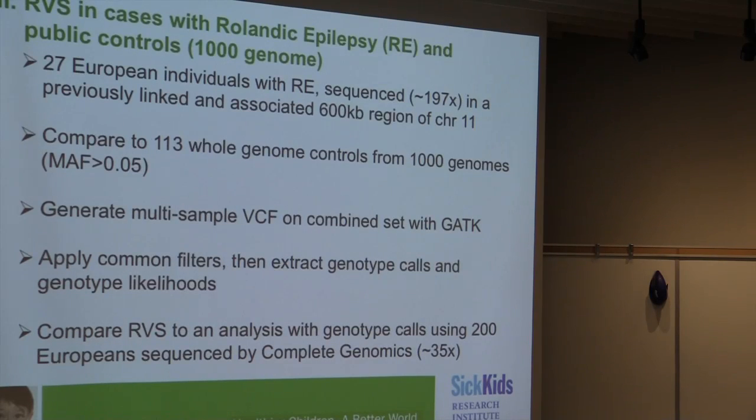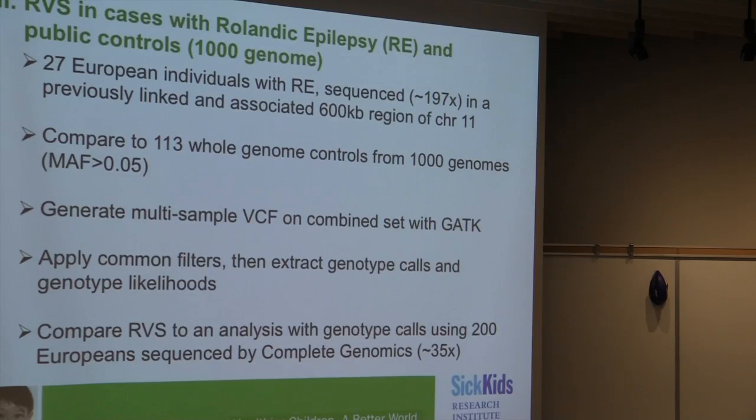Here we're going to compare that whole genome sequence of the epilepsy cases to 113 whole genome controls from 1,000 genomes, so that's like some of the data in the last example. We generate a multi-sample BCF file on the combined set with GATK, the 27 RE cases and the 113 1,000 genomes controls. Again, we apply the same common filters, we extract the genotype calls and the genotype likelihoods, and then we compare RVS to an analysis with genotype calls where we were able to get high read depth controls from a collaborator who sequenced some cancer cases using Complete Genomics.